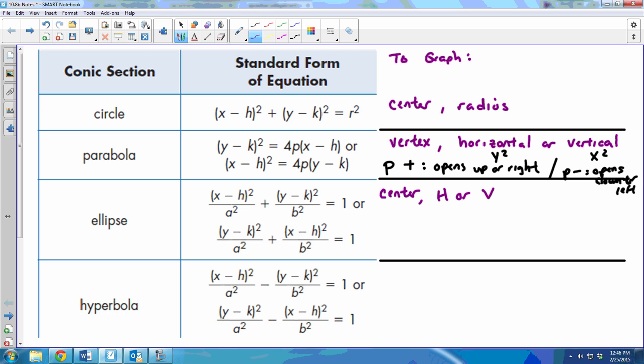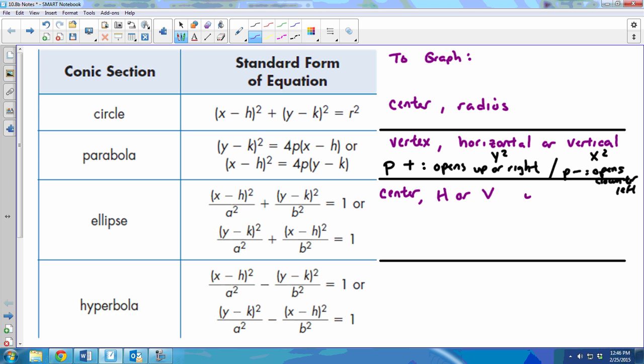Hold on to that thought. A squared. Yeah, sorry, I heard X squared. A squared. Whichever has the biggest denominator, right? If X squared has the biggest denominator, then it's horizontal. If Y squared has the bigger denominator, it's vertical.